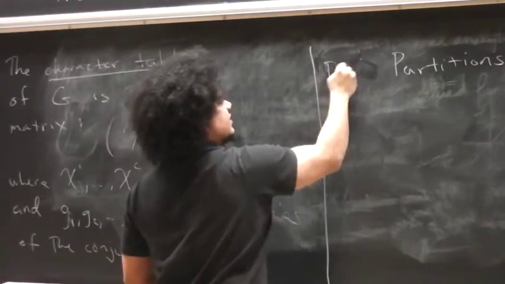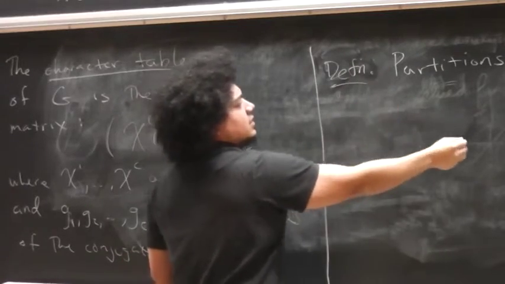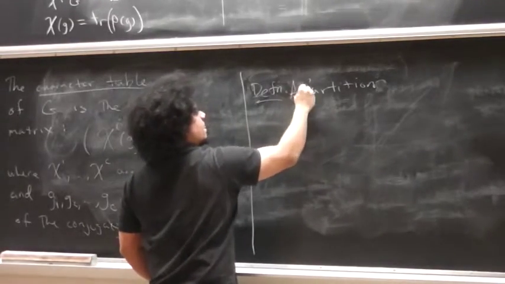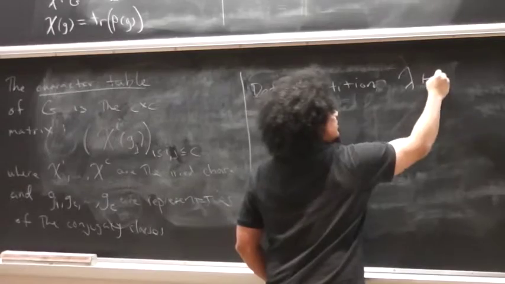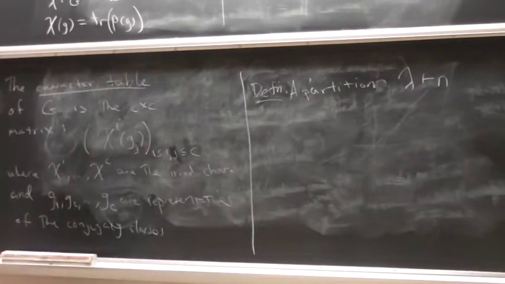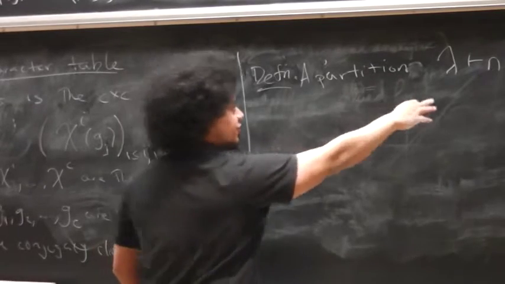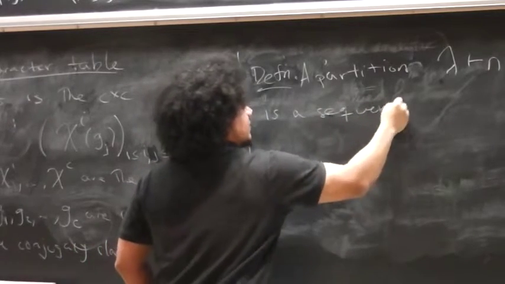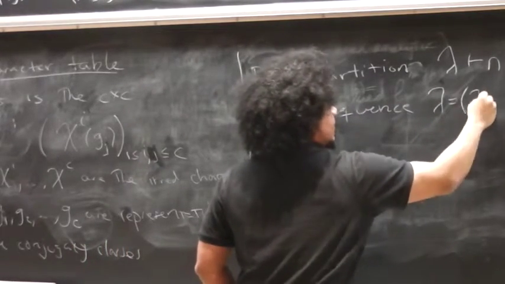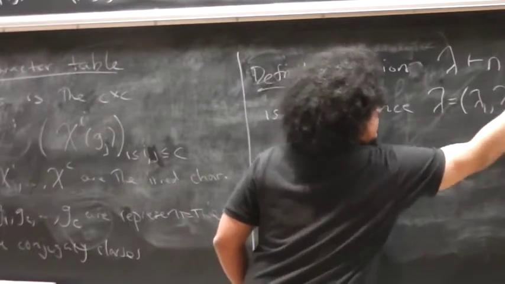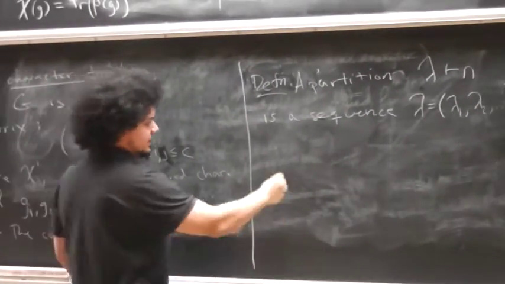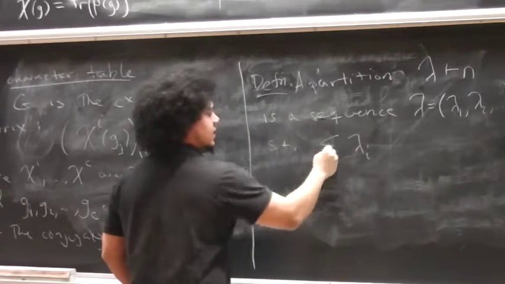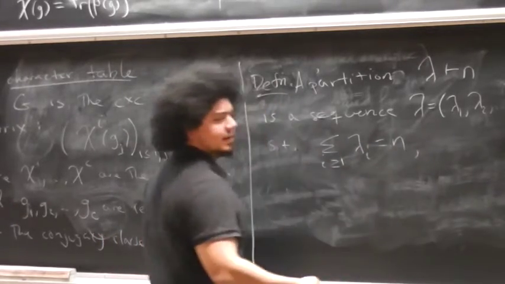Definition. A partition lambda of n, where n is some non-negative integer, and this is what we'll use to denote a partition, is a sequence lambda_1, lambda_2, and so on. You can take it to be infinite, such that the sum of the lambda_i greater than or equal to 1 is equal to n, and it's weakly decreasing.